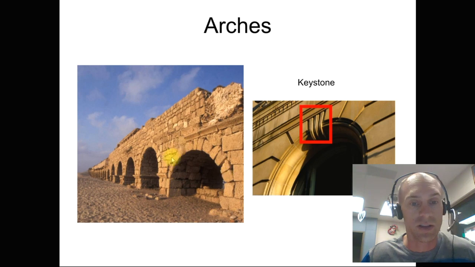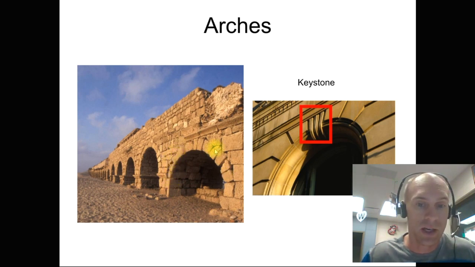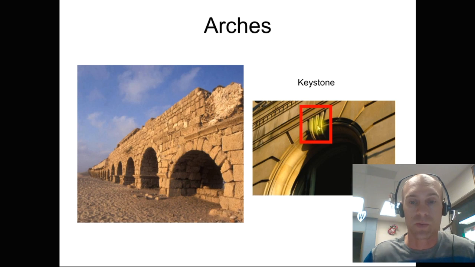And an arch is just a sequence of these stones. Typically these are trapezoidal stones, but not necessarily. They don't always have to be. And the top of these is a keystone. So you can see this one. This one is a really pretty one. These are more ancient type arches.